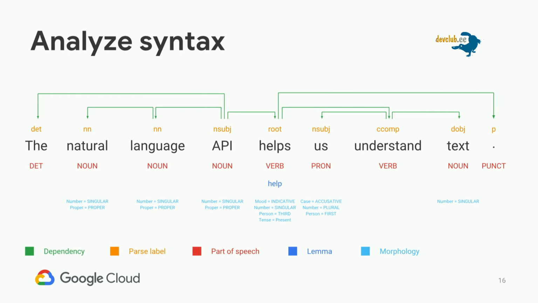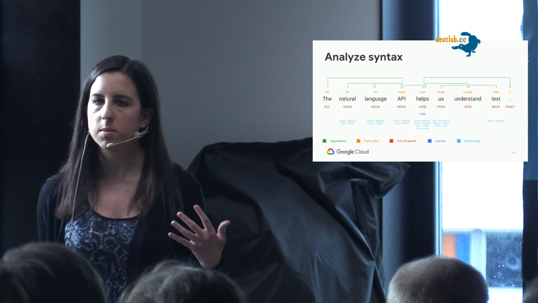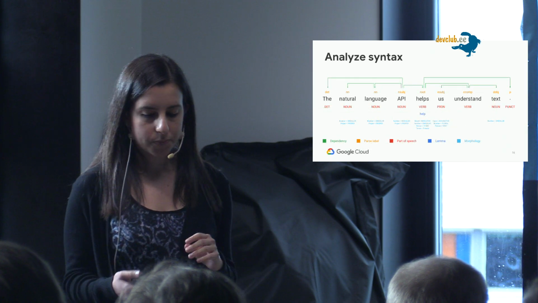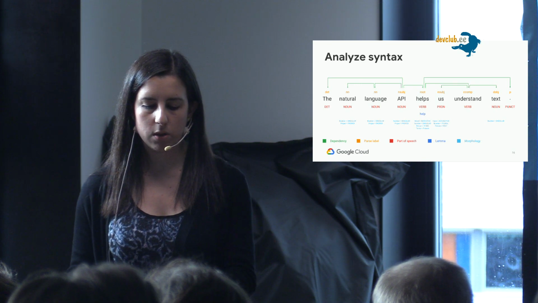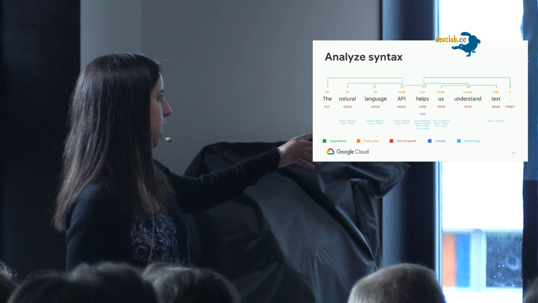Then we have the lemma. You can see here we only have one for help. So the lemma is the canonical form of the word. So for helps, the lemma would be help. And this is useful if you've got any situation where you want to count how many times a certain word was used to describe something in your application. You probably don't want to count helps and help as two separate words. You just want to use the canonical form. So then you would use the lemma.